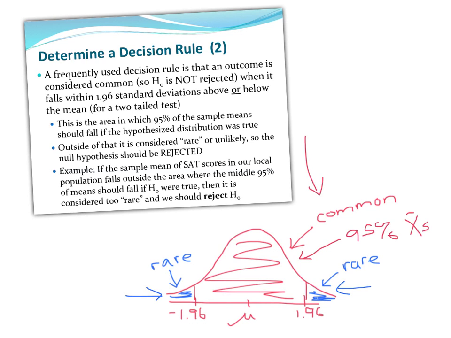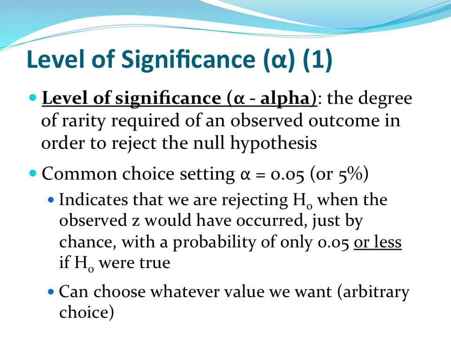Using our example, if the sample mean of SAT scores in our local population falls outside the area where the middle 95% of means should fall if the null were true, then it is considered too rare and we should reject the null hypothesis. Your decision rule is determined by your chosen level of significance, what we refer to as the alpha level.